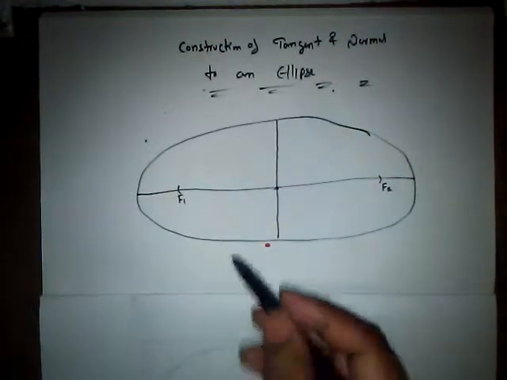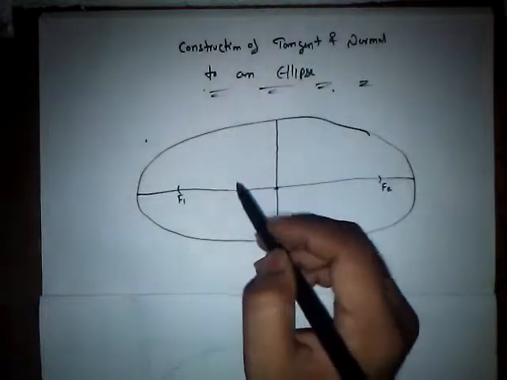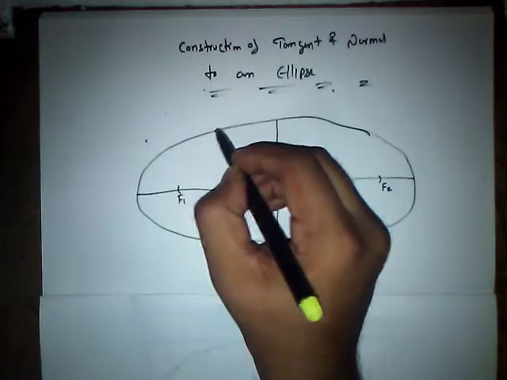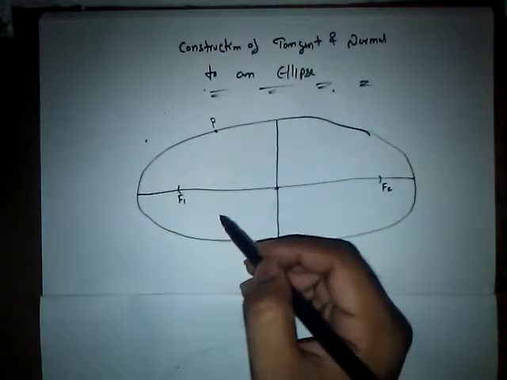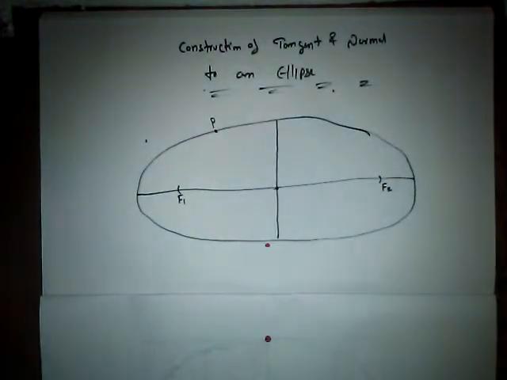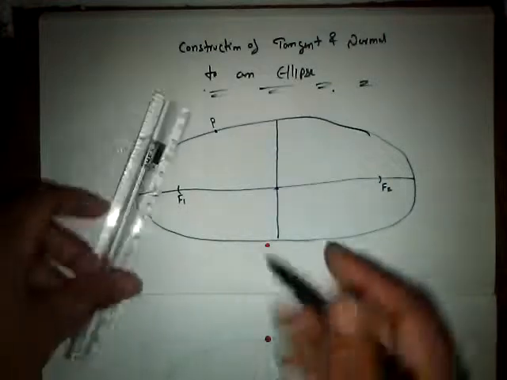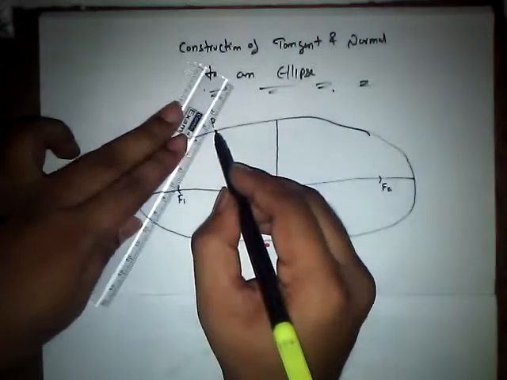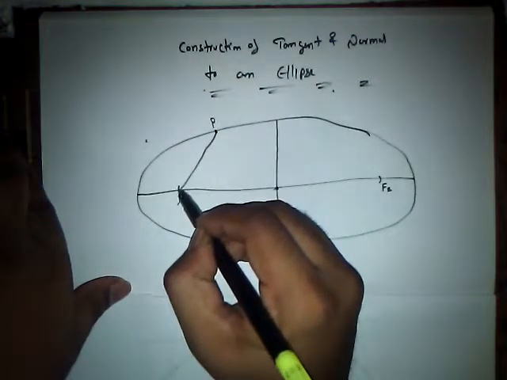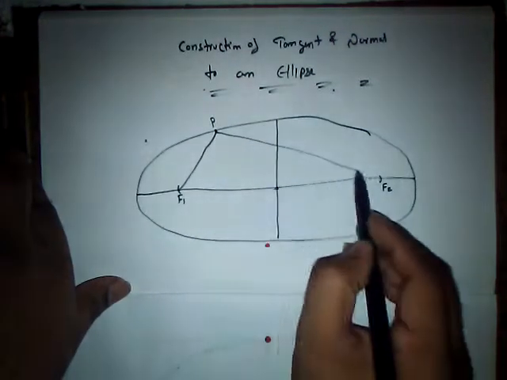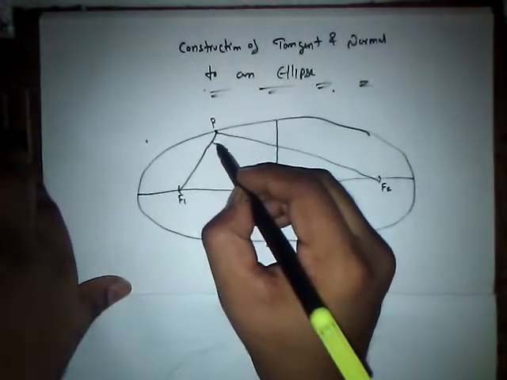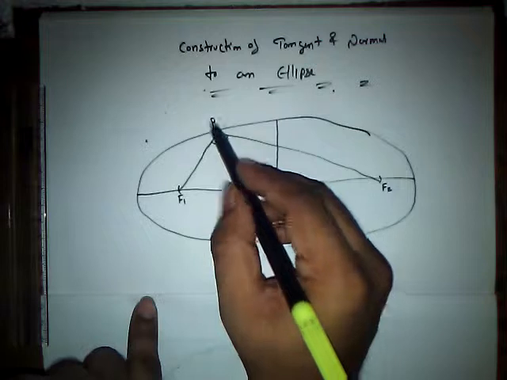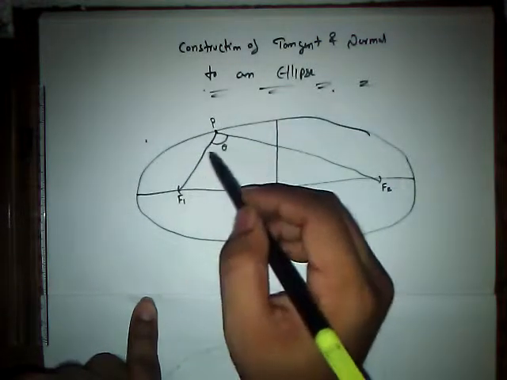Then we need to take a point on the curve, anywhere on the curve according to the requirements. So let us consider the point P is present over here. Immediately, we join this point P to focus 1 and focus 2. Here you are going to have an angle known as theta. We need to bisect the angle into two parts, half of the angle we need to take.